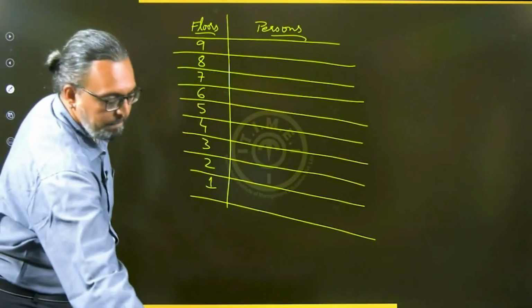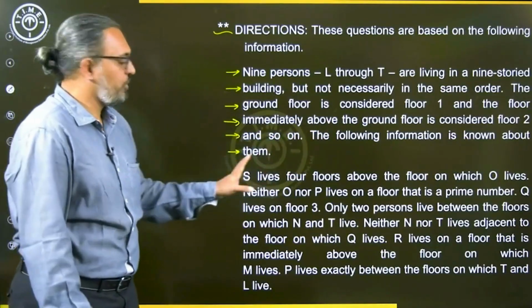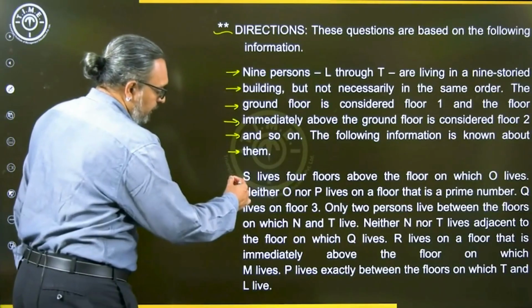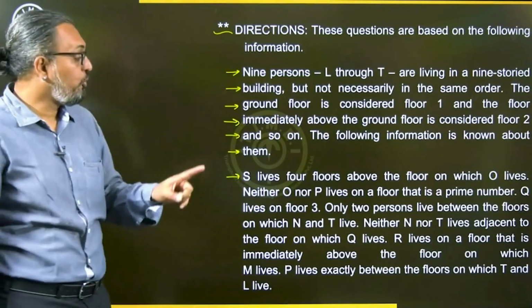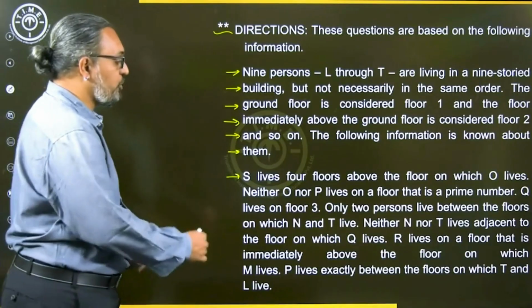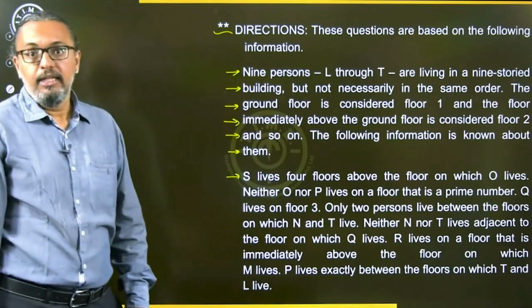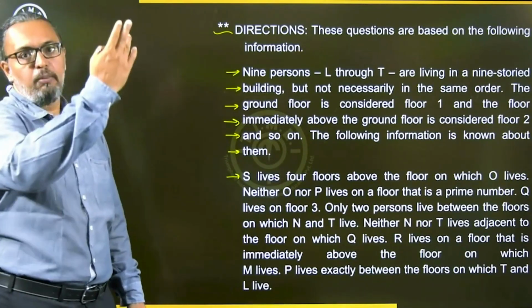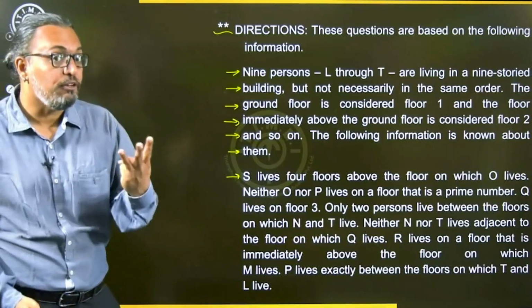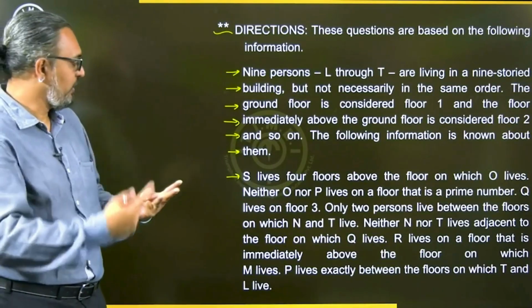Now, the following information is known about them. S lives 4 floors above the floor on which O lives. So S is 4 floors above, like the 4th floor above, which means you should leave a gap of 3 floors above.